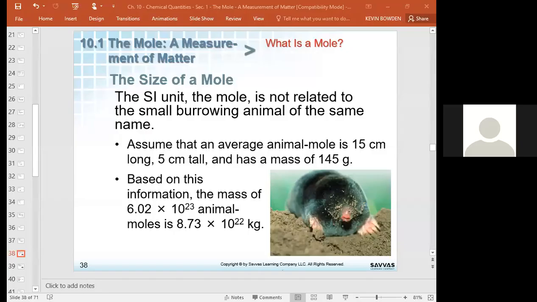Anyway, so let's say an average animal mole is this long and has a mass of 145 grams. Oh, I was sharing. I thought I was, and then I switched over to this slideshow. Everything I said earlier was just words anyway. There wasn't any diagrams, but here's a nice mole. Okay, so the mole of moles is going to be this many kilograms, which kind of lines up with what XKCD was saying.